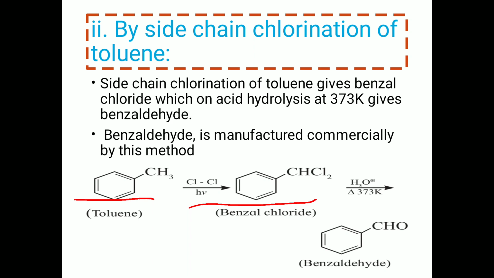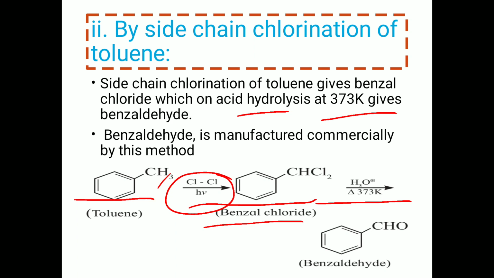Now see how this benzyl chloride is formed. When toluene reacts with the chlorine molecule, the H has to be replaced and we get CHCl2, that means benzyl chloride. The benzyl chloride, on acid hydrolysis at 373 Kelvin, gives benzaldehyde. That means again here there is the hydrolysis reaction.